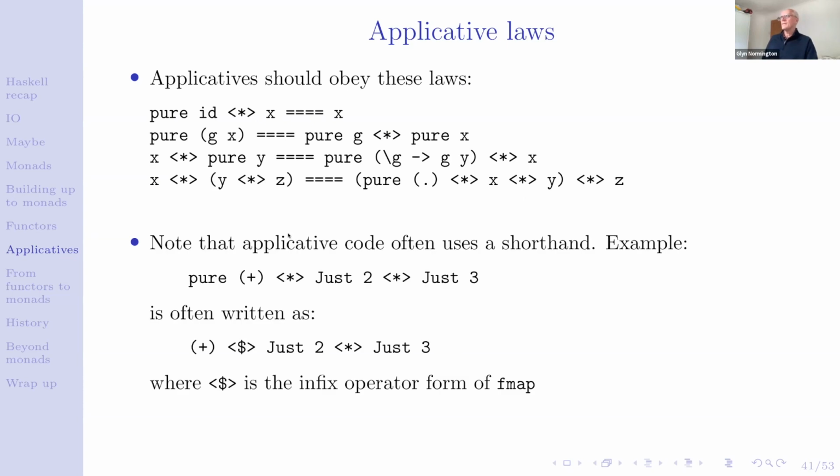And just a note, if you go looking at applicative code, you'll see a shorthand. It turns out that because applicatives are functors, you can write pure f, where f is a function, as f and this dollar operation. And dollar is the infix form of fmap. So essentially, fmap of plus is equivalent to pure plus. And that's just a way of doing it.